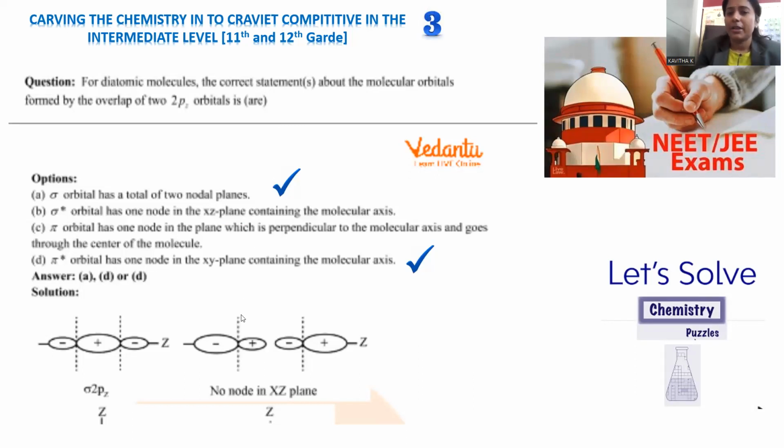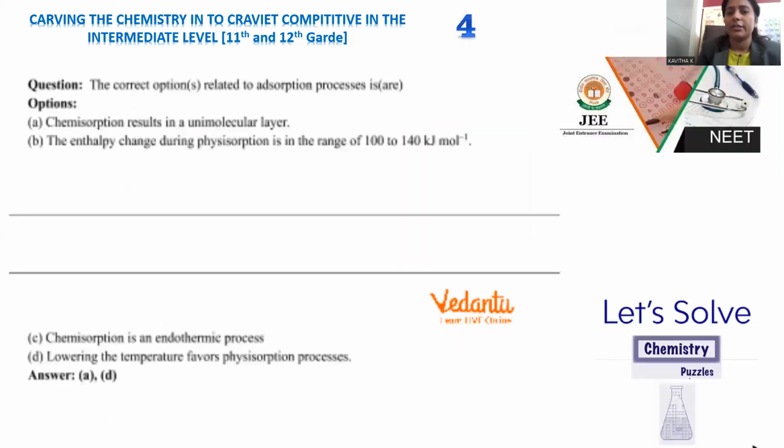So by this we completed question number 3. Move on to question number 4. Question number 4 is again collected from Vedantu. The correct options related to the adsorption process. This is a question from colloids and adsorption, physical chemistry, right? Regarding adsorption, what will be the correct answer? We have to predict. Option one: chemisorption results in a unimolecular layer.